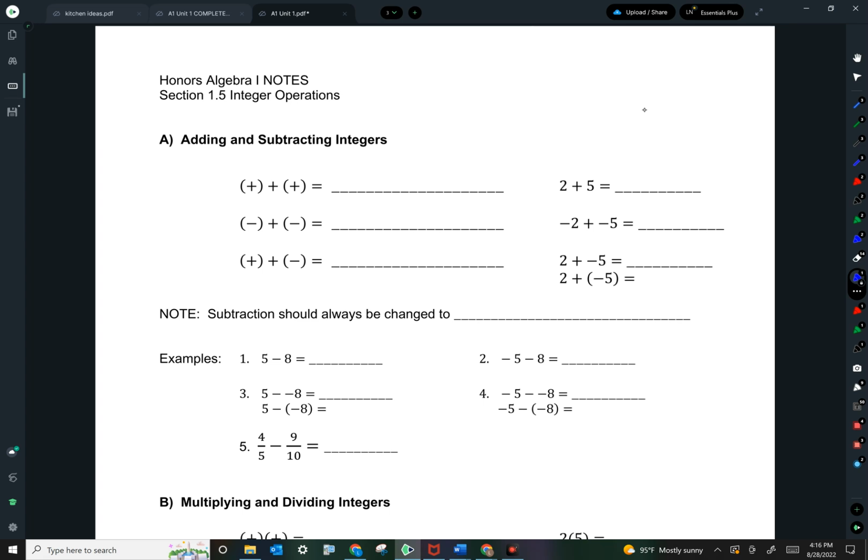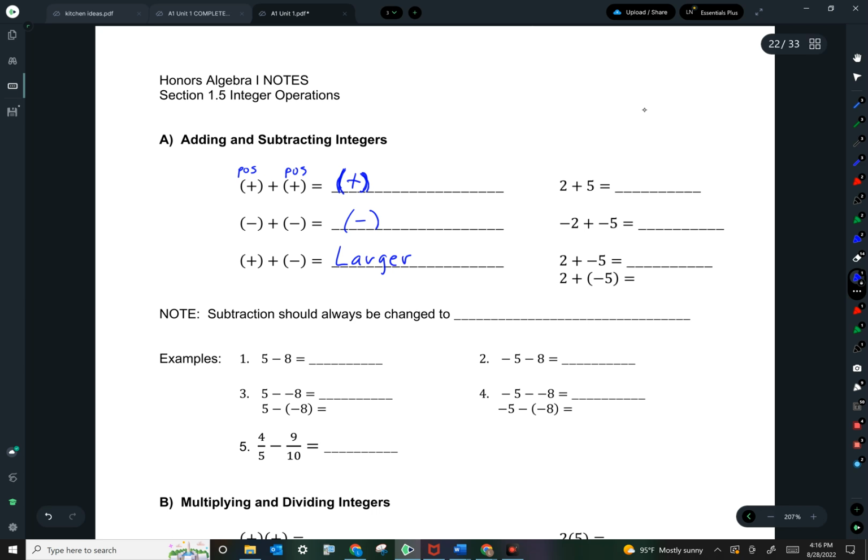If you add two positive numbers, this just means positive. So a positive plus a positive always equals a positive. If you add two negatives, it's always going to equal a negative. And if you add a positive and a negative, it depends. It's always going to be the sign of the larger number.